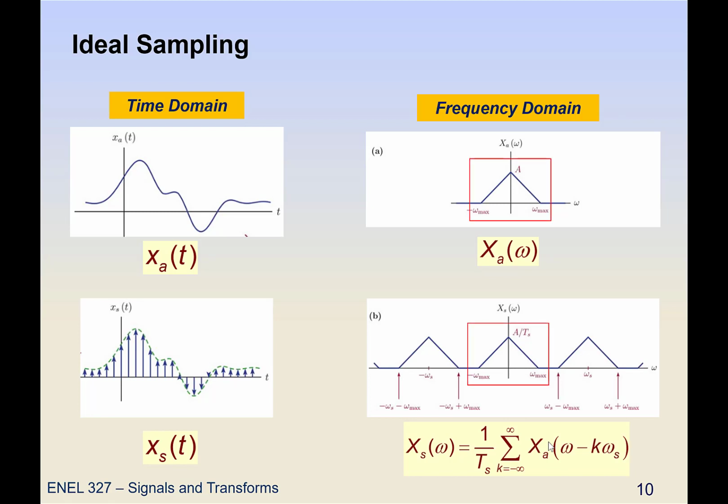So what does that mean for reconstruction? We're sort of jumping ahead of ourselves, but think about it. If I want to recover this signal, x a of t, then equivalently I want to recover this spectrum. Looking at the spectrum of the sampled signal, I should be able to do that if I can filter out all the rest. Note that we just get these multiple copies of that original spectrum.